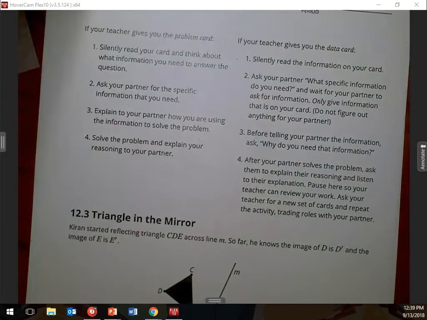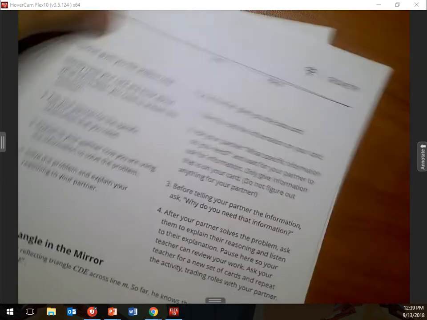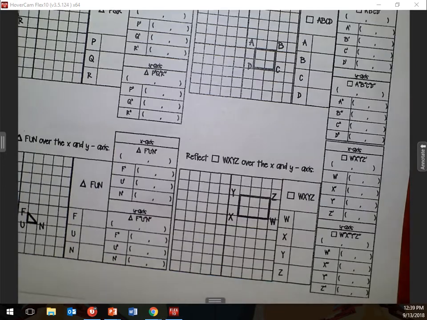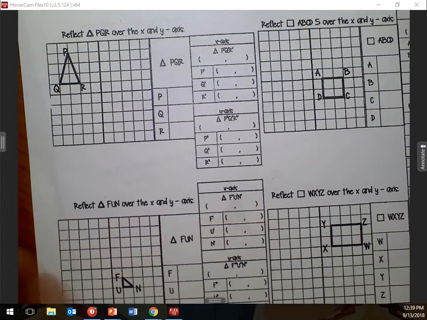Okay, so now we're going to do the mirror thing, but I'm going to show you guys how to do this on another page. I'm handing it out right now. This is what our new page is going to look like, and we're going to fill this out. This is going to go with your notes. If I were to tape this down, I would tape it down under my lesson. But don't tape it down yet.